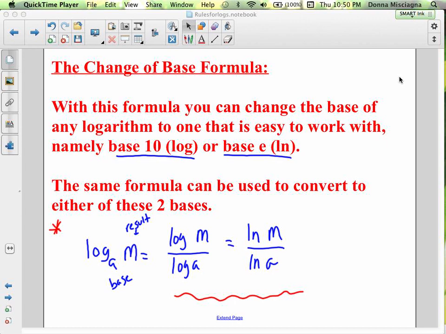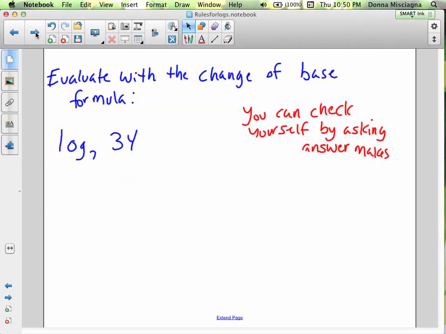Let's use the change of base formula. And by the way, you will need a calculator. But it's really easy to plug into the calculator, and it's really easy to set up. And I'll even give you a way to evaluate whether or not your answer makes sense.